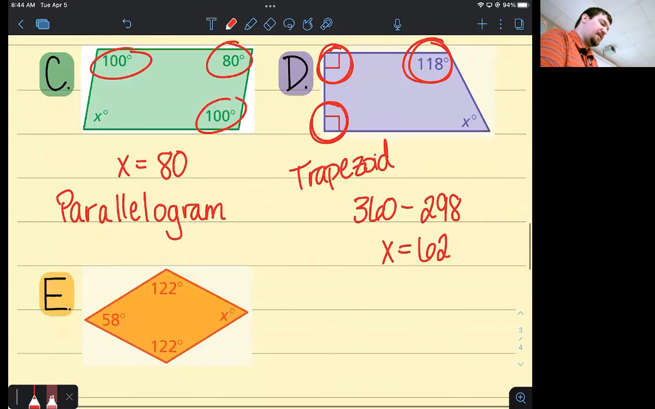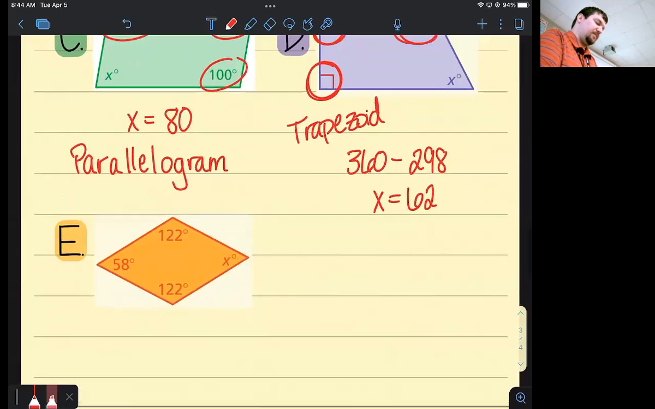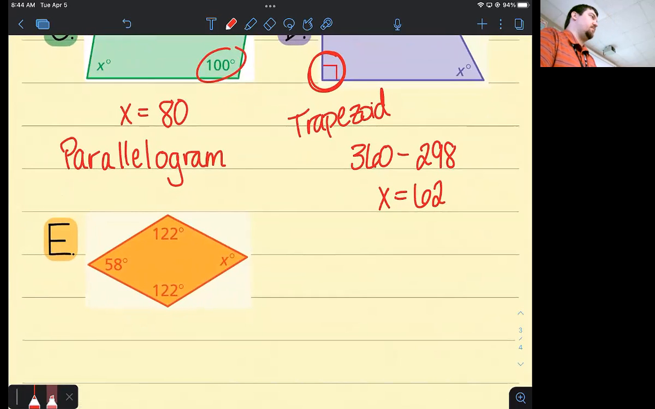That leaves us with our last shape. Did you notice the opposite angles are equal with 122 and 122? So what's X going to be equal to? 58. So that means it's at least a parallelogram. However, and I'm not 100% sure on this, it does look like the sides are equal. What would I call it if it looks like a parallelogram with 4 equal sides, Frank? A rhombus.